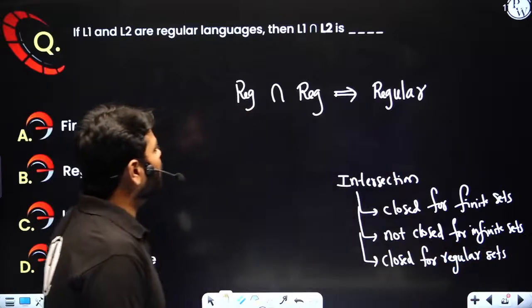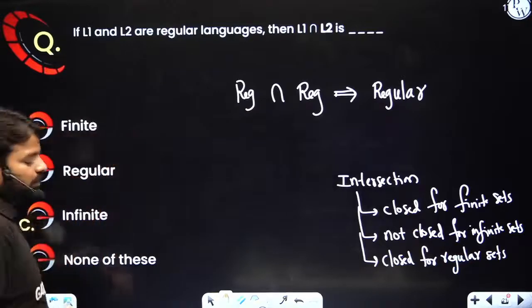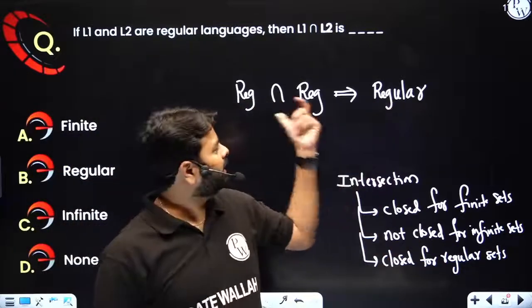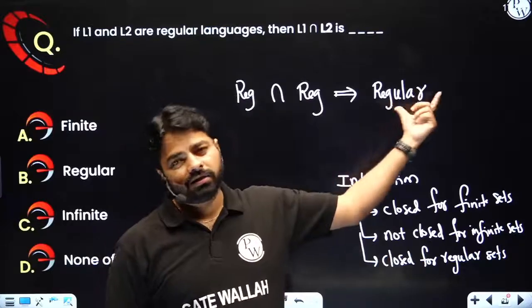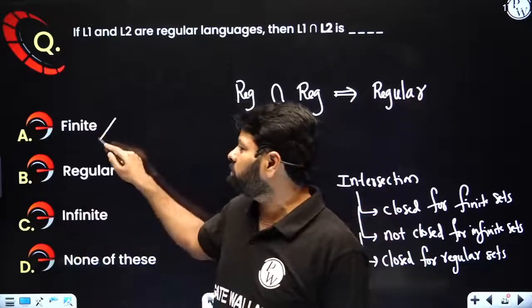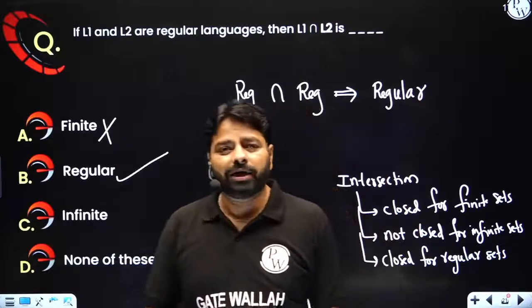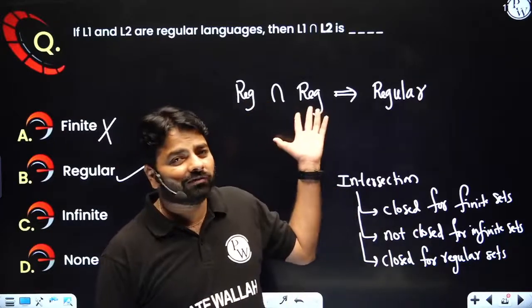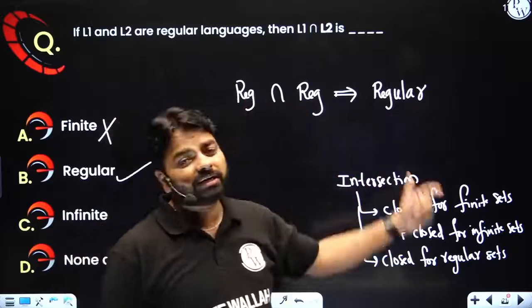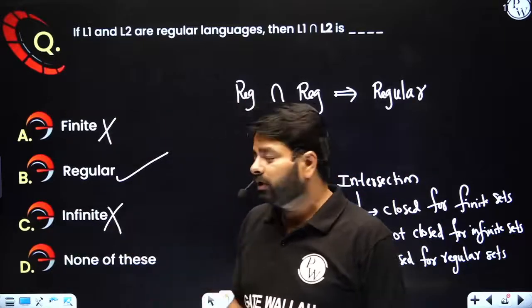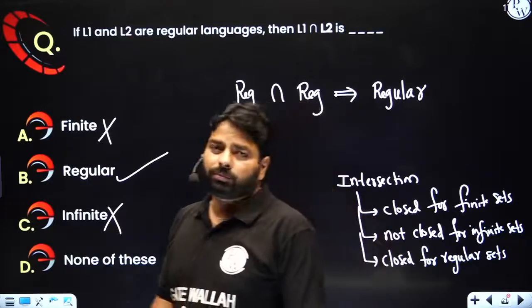Okay, so now I'm going to talk about the options. Can you say always finite? No, it may be infinite also. For example, A star intersection A star, the result is A star, so finite you can't choose all the time. Regular, that's the correct statement. Infinite may not be guaranteed. This regular might be finite languages. If both are finite languages, the result could be finite. In that case, infinite is the wrong option. So regular is the proper option.